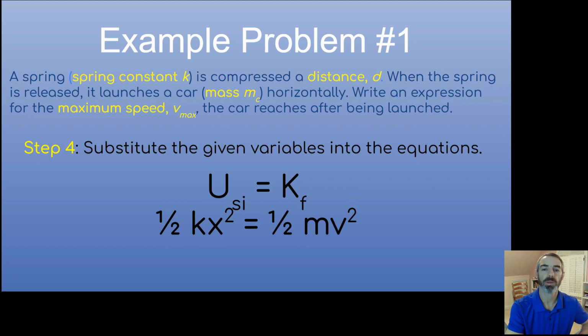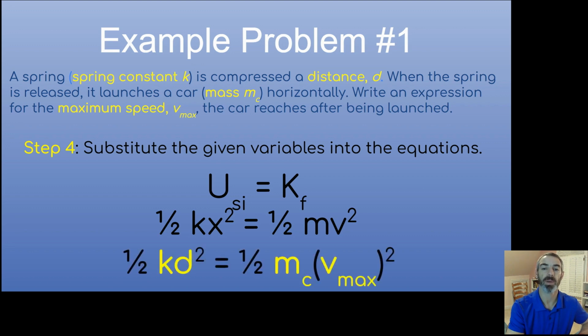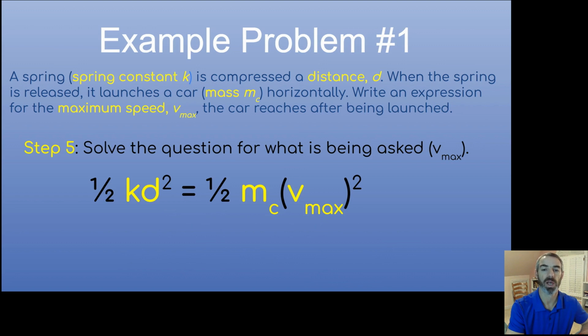Step four is we want to substitute the symbols that are given in the problem into our equation. So we're given k as the spring constant, d is the distance the spring is compressed instead of x, Mc is the mass, and Vmax is the speed which the car reaches. And then step five is to solve the equation for what's being asked, in this case, Vmax.